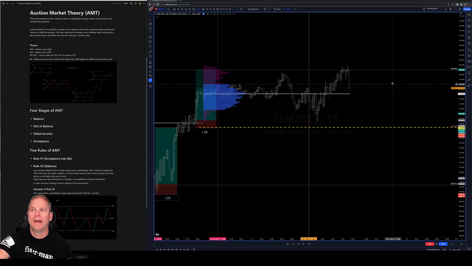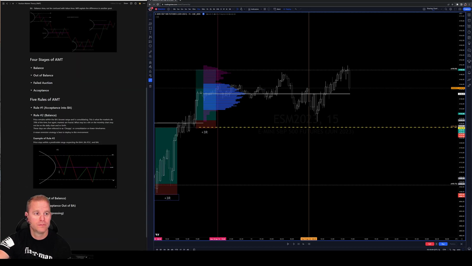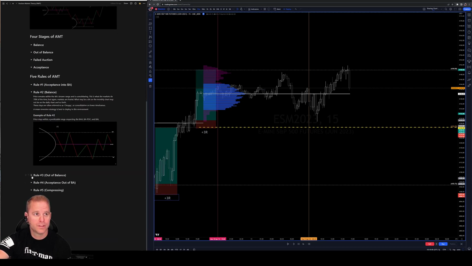Price is at the balance area high. So now we are looking for the failed auction, which is basically this section right here. I'm not going to go over all this, you guys can read this, but I'm basically just giving live examples here in the replay.